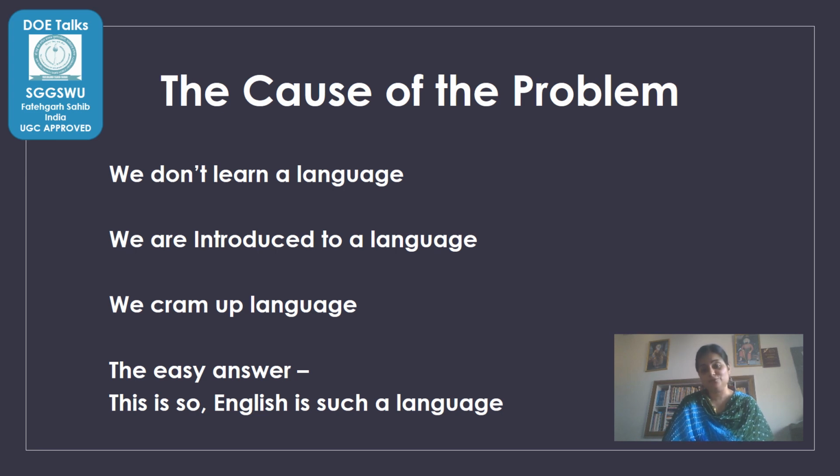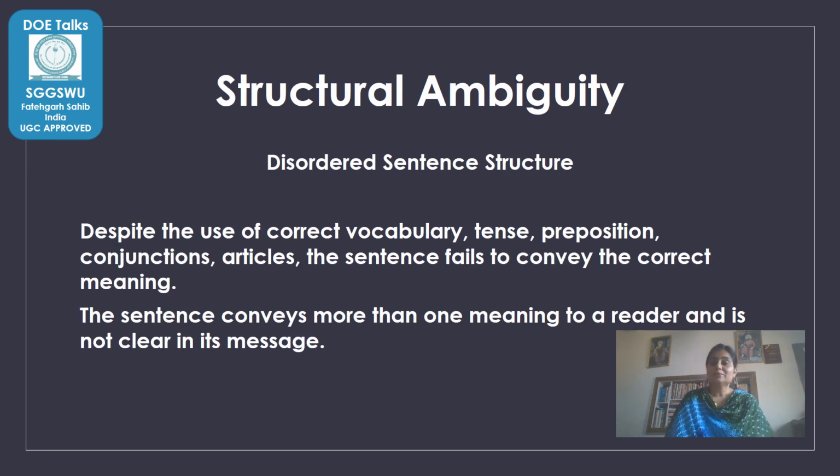But what about sentence formation? How will we tell our students to understand that sentences get distorted when we don't use the correct arrangement of the elements of the sentence? Very many times we come across sentences that do not carry the correct sense, and sometimes no sense at all. This is so because of disordered sentence structure. Despite the use of correct vocabulary, despite the use of correct tense, prepositions, conjunctions, articles, the sentence fails to convey the correct meaning. This is what we call structural ambiguity.